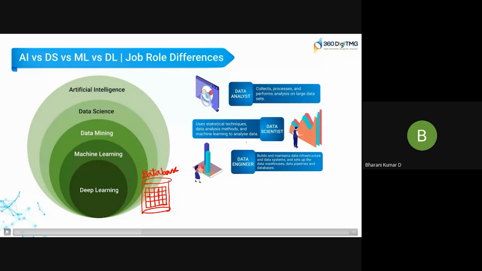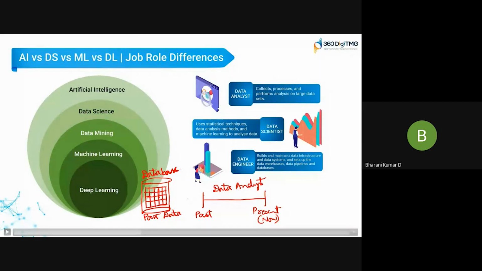Whether you're a data analyst or a data scientist or a data engineer, you would be taking this past or historical data, and then you'll start analyzing the data. If you start analyzing from past until present, until now, then you would be called a data analyst.